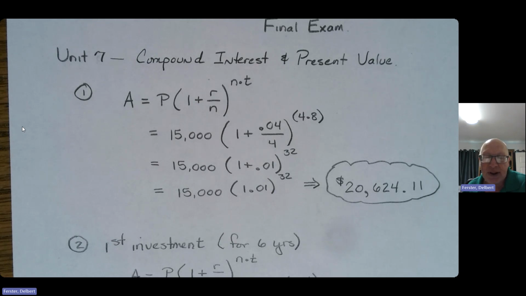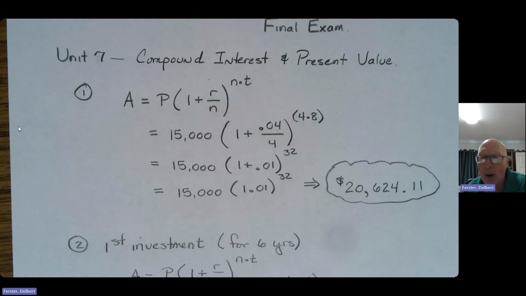His interest rate is 4% compounded quarterly. So in a year, he'll have 4 compounding periods, n will be 4. Be careful on that exponent. It's 4 times the 8, or in effect, 32 compounding periods. So again, I'm going to grab a calculator. I'm going to go ahead and divide 0.04 by 4. There's the 0.01. It's easy to add to 1. The rest is calculator gymnastics.